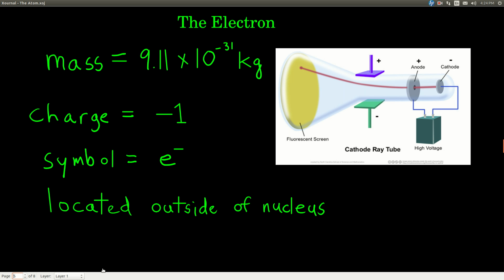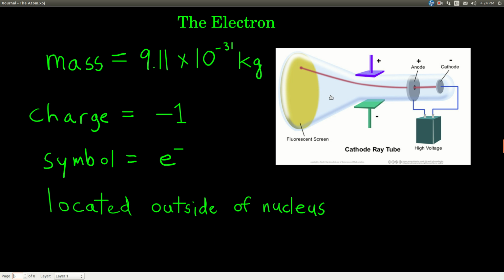Now the electron has a mass of 9.11 times 10 to the minus 31st kilograms. Its charge is -1. The symbol is an E with a superscript negative, and it's located outside of the nucleus. So our basic picture is that an atom has a nucleus, which is this really small, dense region in the middle of the atom. In that nucleus, there are the protons and the neutrons. And outside of the nucleus is the electron.